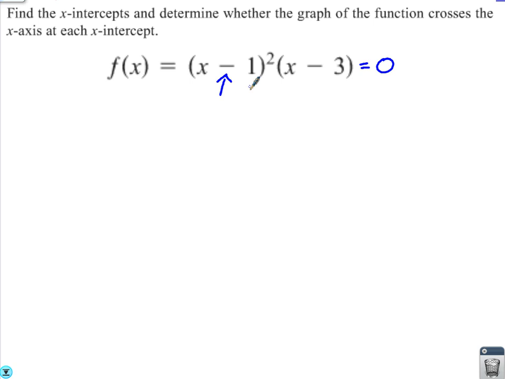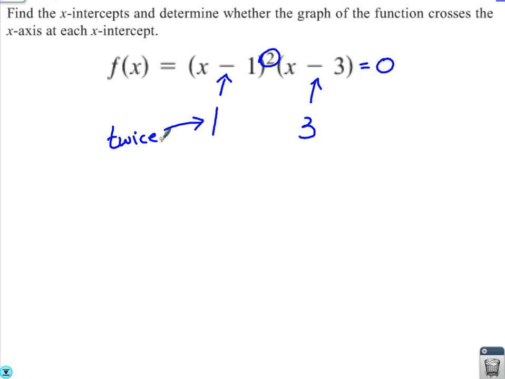Set it equal to 0, solve it, move the minus 1 over, you get 1. And same thing here, x minus 3 equals 0. My 0 here is 3. But look at our powers. If you actually wrote this out, this function is actually x minus 1 times x minus 1 times x minus 3. So 1 is actually a root twice. It has a multiplicity of 2.